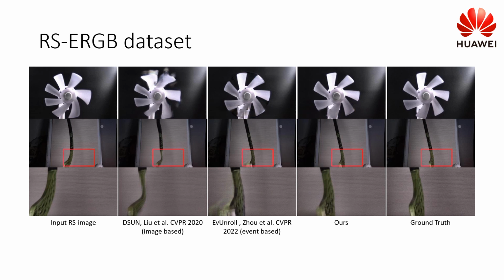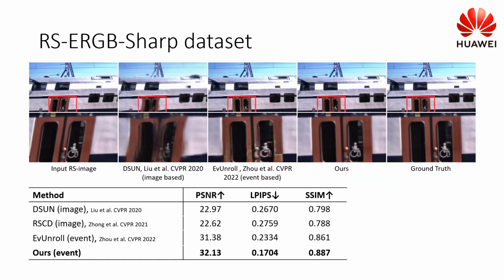EvUnroll is able to correctly estimate the coarse shape of the object, but shows significant ghosting artifacts. We outperform image-based methods by more than 9 dB in PSNR and the event-based method by 0.75 dB, which can be visually noticeable, as you can see in the examples.